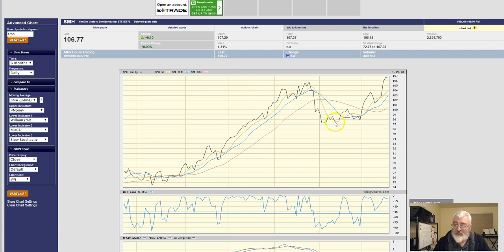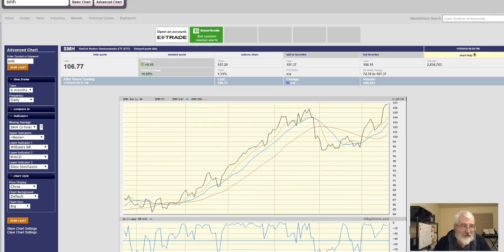We'll continue. All right, so here we are with the semiconductors. This is the stock symbol for that. And it shows that the stock market's going up. Now, what you can do is take $106 and buy one share of this stock.